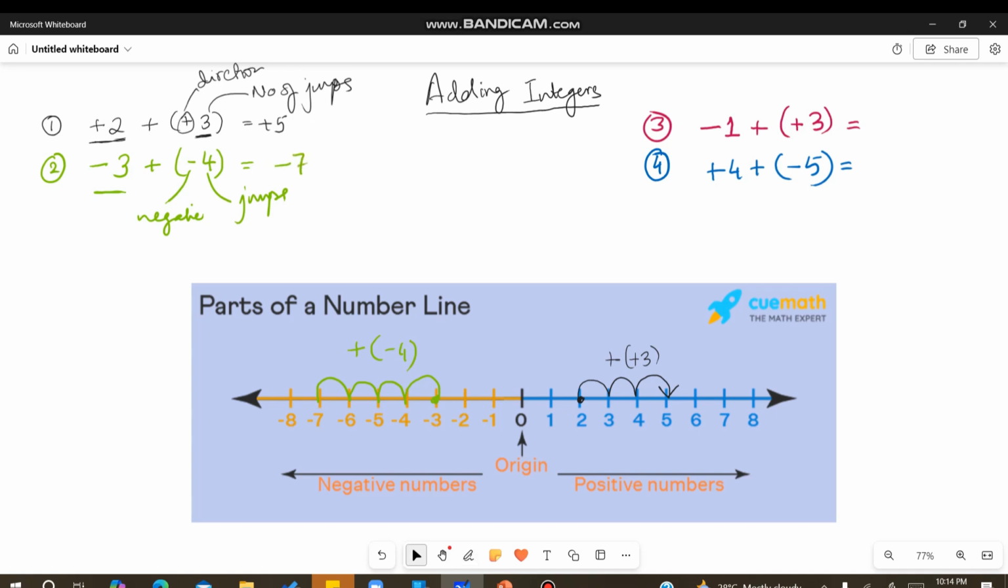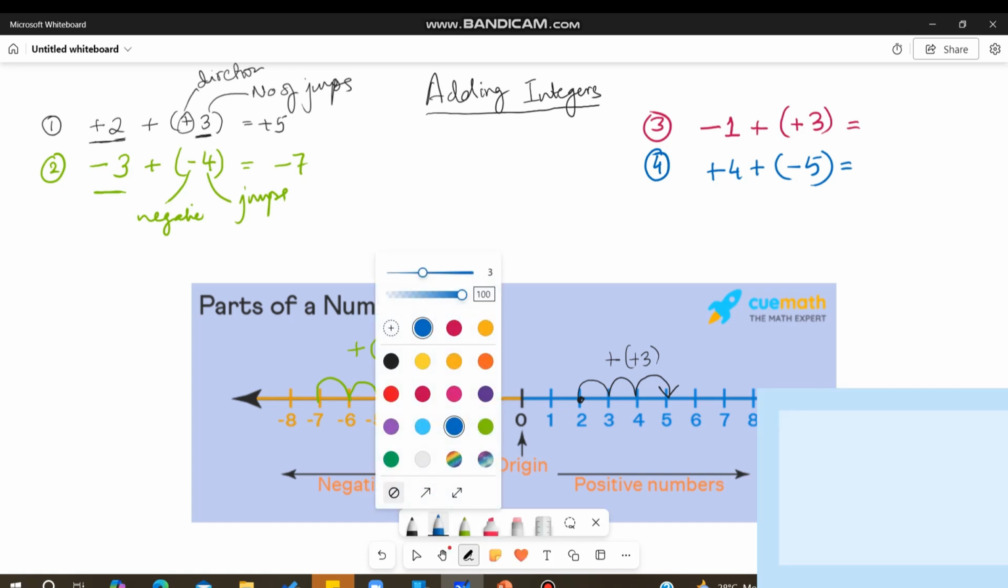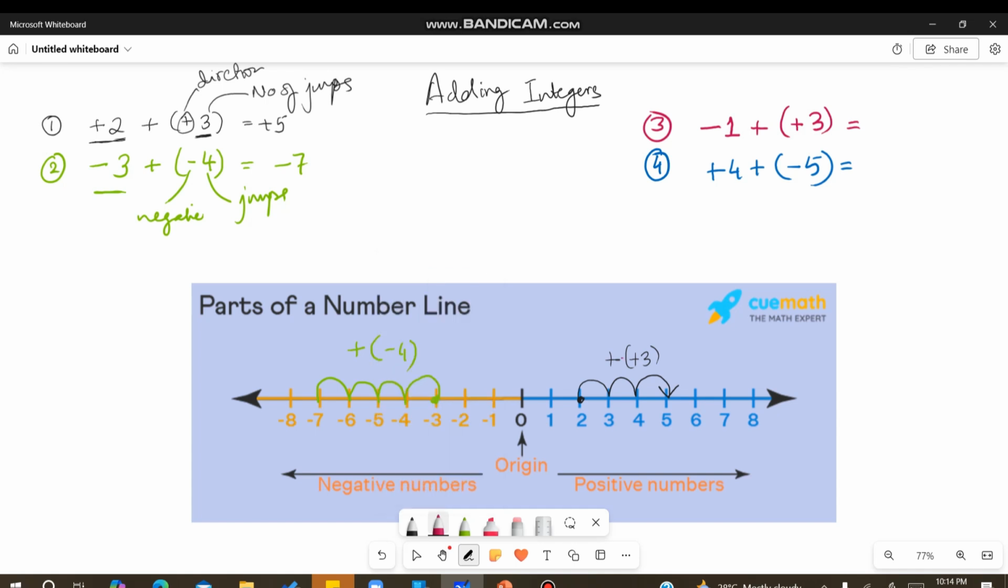All right, now let's start with example number 3. So the third question asks me to add minus 1 and positive 3 together. So let's start from our starting spot. So I'm at minus 1 right now and I'm going to jump towards the positive side. 3 jumps towards the positive side. So 1, 2, 3 and this is where I land. I am now at positive 2.